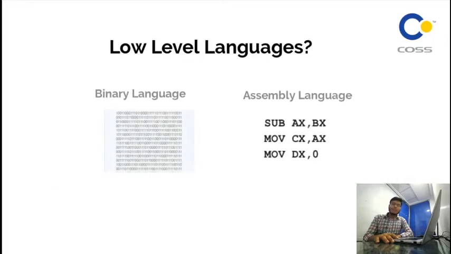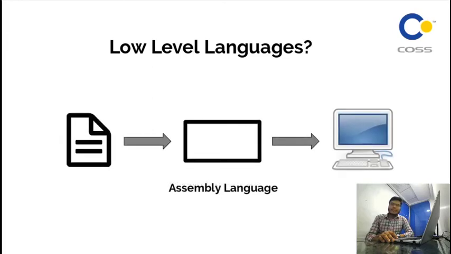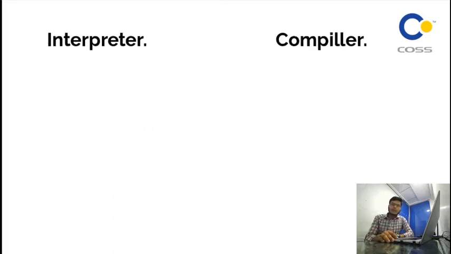In low level we mainly have binary as well as assembly language. A computer can only understand binary language, whereas an assembly language needs to be translated by using a translator called an assembler. The assembler translates the assembly language into binary, then feeds it to the computer. Similar to assembly language, other high level languages also need to be translated from the high level language into binary. So we mainly have two types of translators: one is an interpreter and the second one is the compiler.